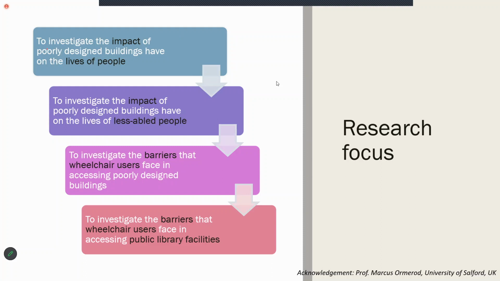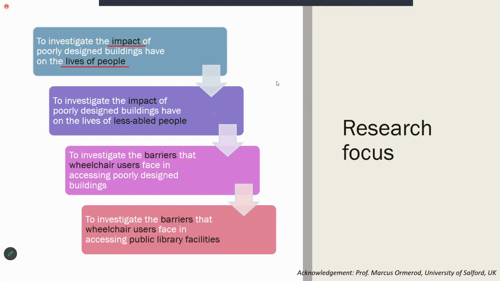The first one is to investigate the impact of poorly designed buildings on the lives of people. So you can see the study will investigate the impact that bad designs have on the life of the people. Here we are talking about the impact in general, which could be on the lives of all the people.